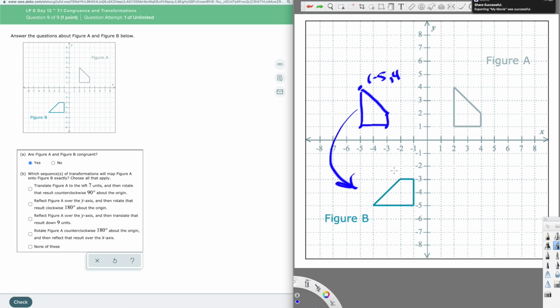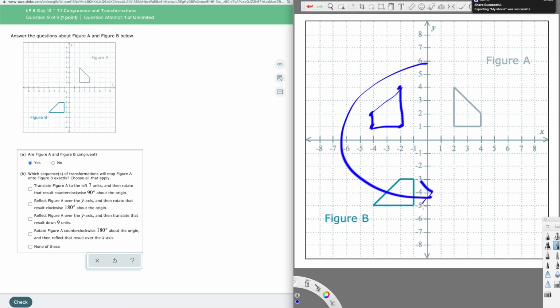So now it says reflect A over the y-axis. So I'm going to reflect it over the y-axis. It's 2 away. So I'm going to go 1, 2. This one is also 2 away. This guy is 4 away. So I'm going to go 4 away this side and then 4 away this side. So here's the reflected image. And then rotate that result 180 degrees about the origin. Doesn't matter if it's clockwise or counterclockwise, 180 degrees, either way is the same thing if I'm going clockwise or counterclockwise.